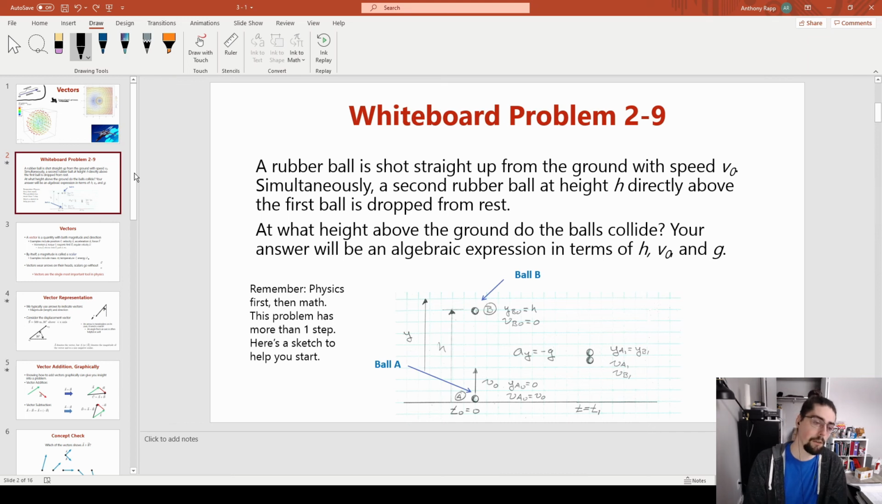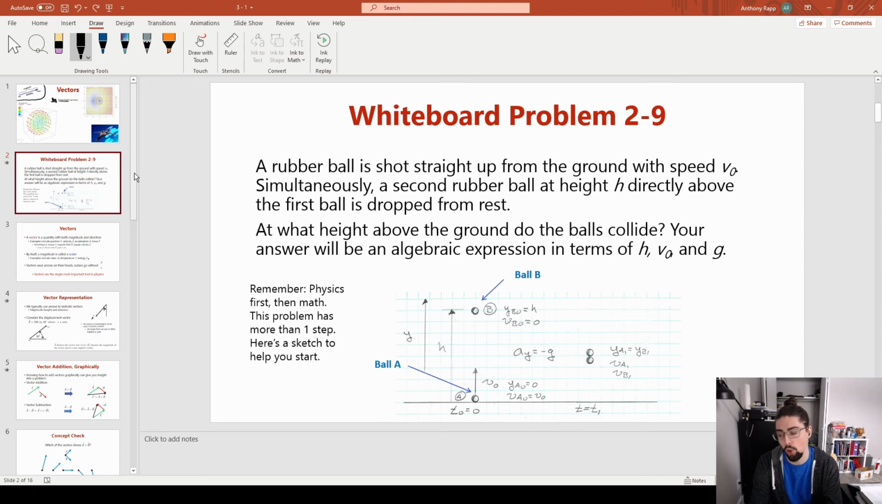So what we have is a rubber ball is shot straight up from the ground with a speed v0, or we can call that vA if you would like. Simultaneously, a second rubber ball at height h directly above the first ball is dropped from rest, no initial velocity. At what height above the ground do the balls collide?